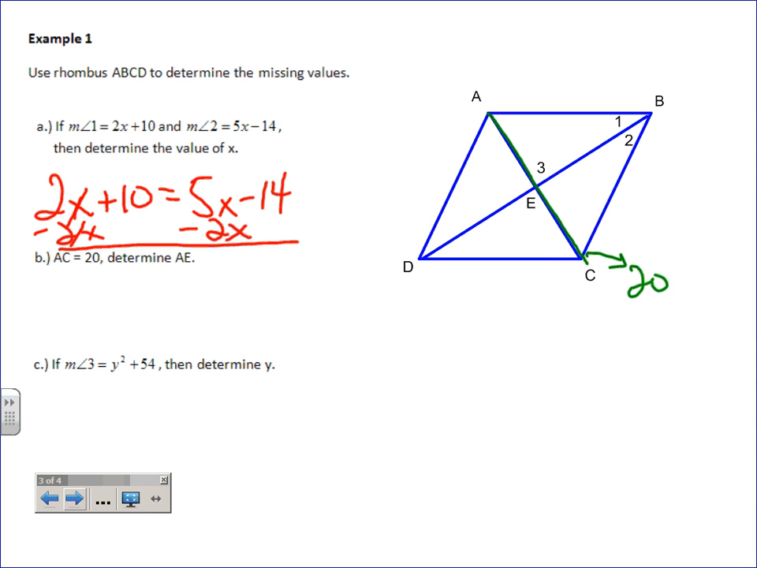Well, that's pretty straightforward because we know that these bisect. And so that one's not overly difficult. AE does have to be 10 because it would be 10 and 10 to give you the 20. This next one is a little bit more difficult. It may be scary for some of it because you see the square, but no need to worry about that. We'll just put it in there.